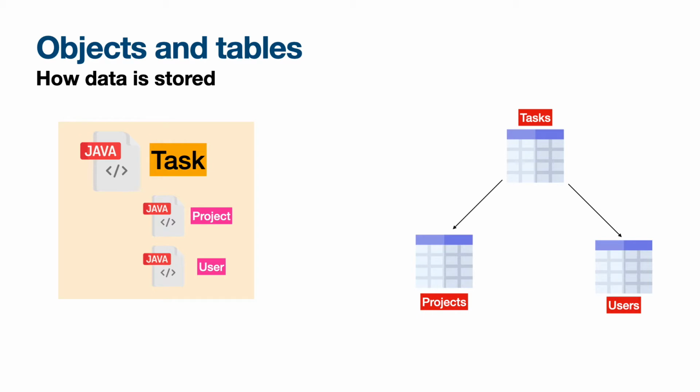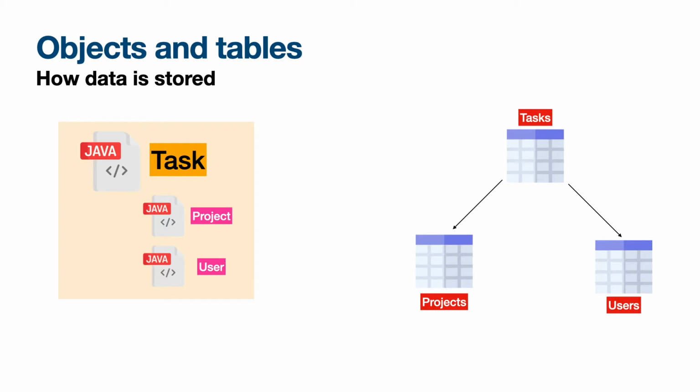Before we begin coding, I would like to briefly talk about one theoretical topic which is very important to understand before we dive into the topic of relationships. So, the difference between objects and tables. So, how data is stored in our applications.